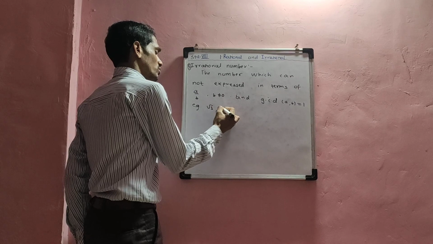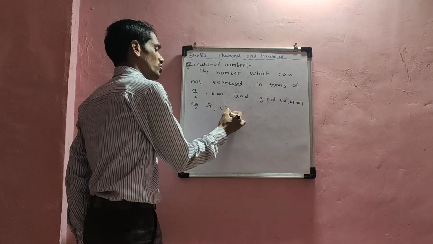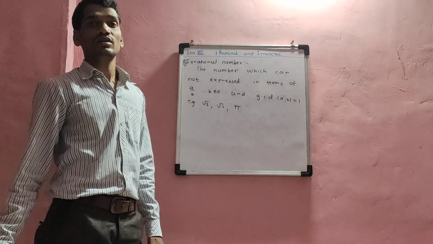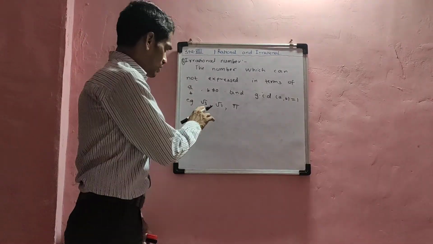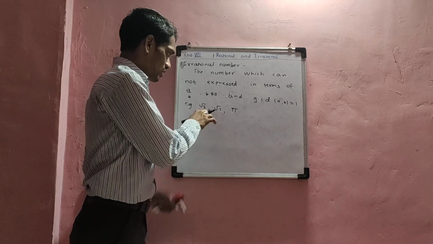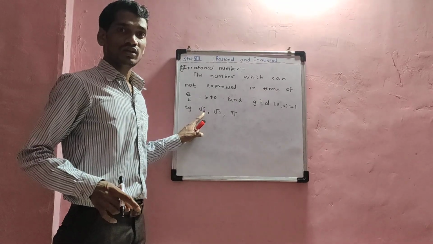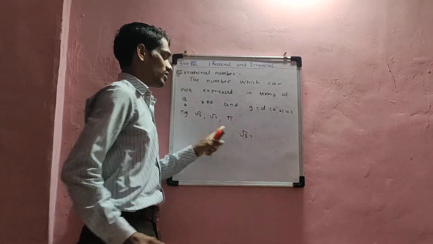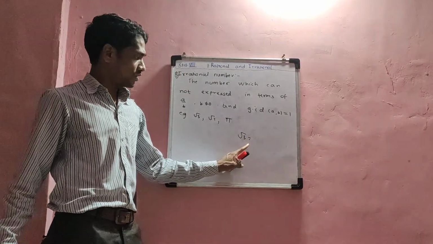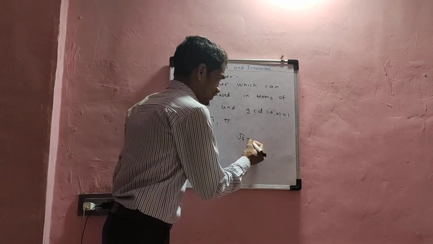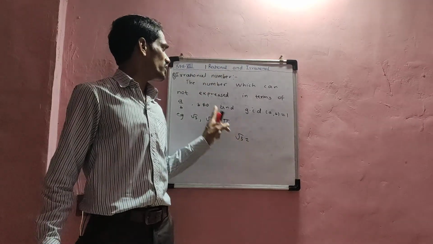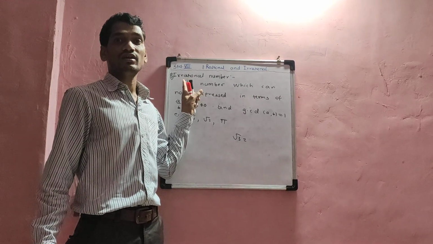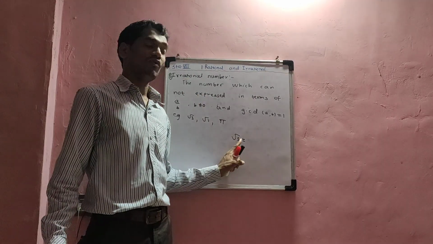Example: root 3, root 2, pi. Okay, these are the irrational numbers. It means if I take the square root of root 3 and check its value in the calculator, we get a non-terminating, non-recurring value of root 3.